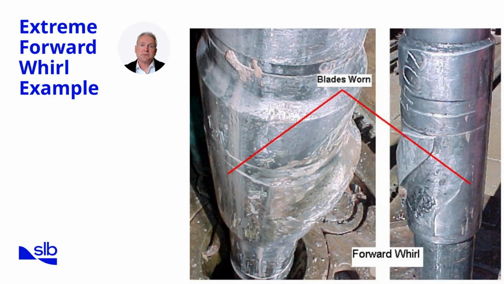From an operational perspective, this example underlines the need for proactive mitigation. Once whirl begins, it is very difficult to stop without pulling out of hole. The best defense is optimized stabilization, correct placement of vibration damping tools, and careful control of RPM and weight on bit.